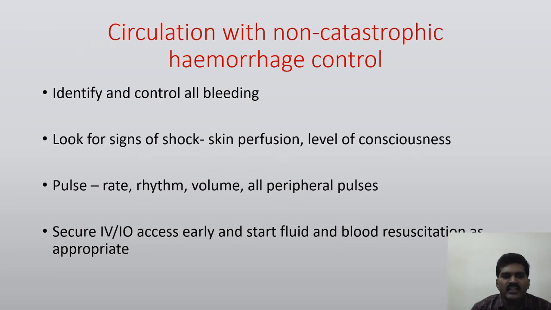Once you have managed airway and breathing, then you will go to circulation and you will manage any non-catastrophic hemorrhage if present. Identify and control any bleeding at all. Look for signs of shock like skin perfusion and level of consciousness. Check the pulse and note rate, rhythm, volume, and equality of all the peripheral pulses during pulse checking. Secure IV or IO access early, and start fluid or blood transfusion as may be appropriate.